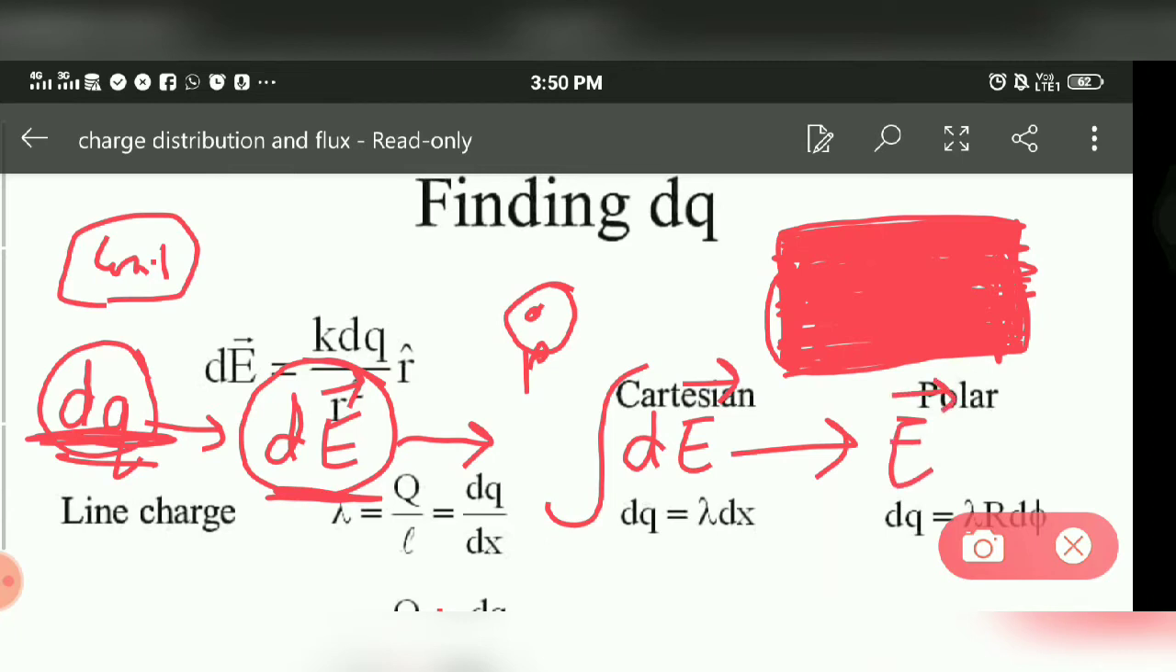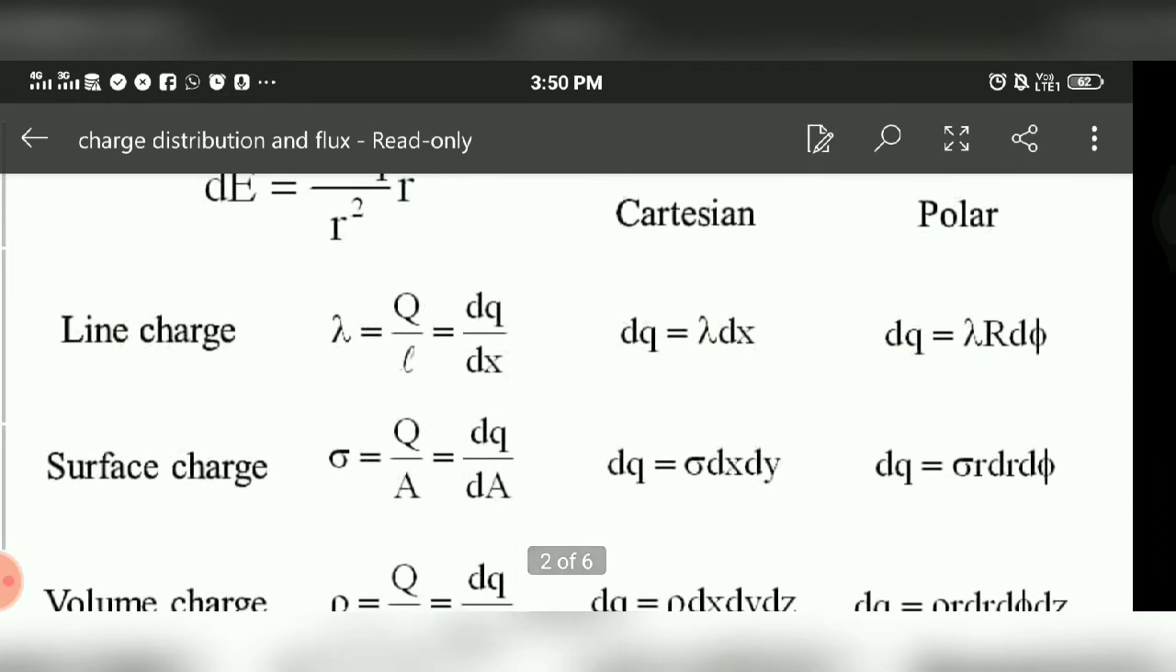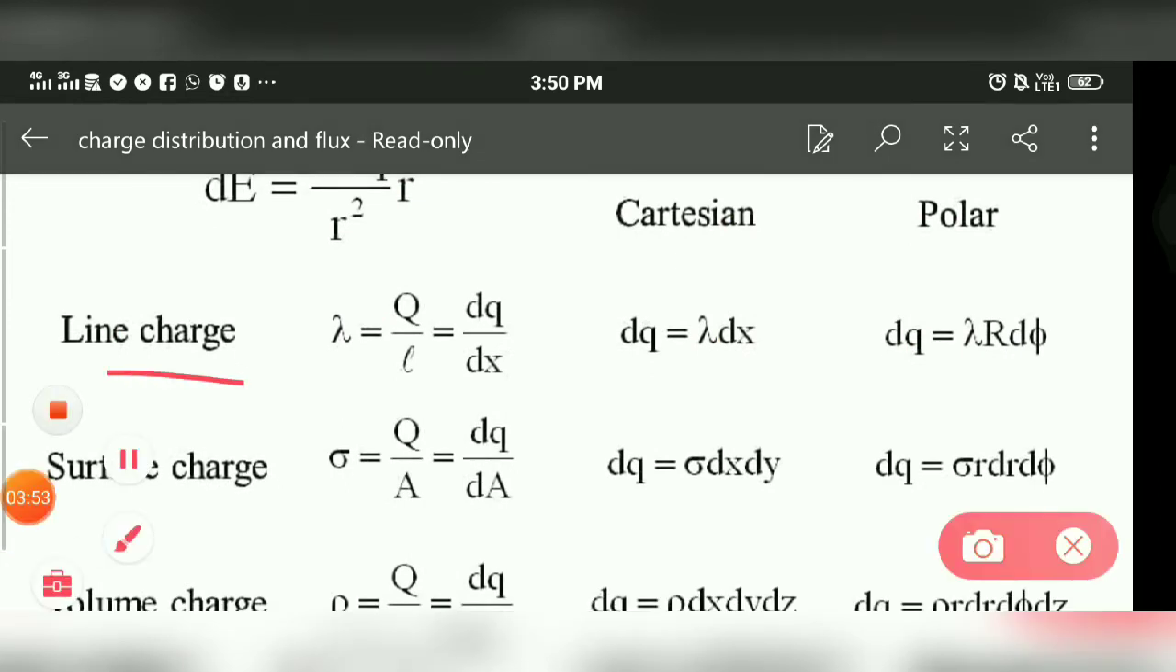When we take integration, we get the electric field of the complete system. So for a continuous system, to find the electric field at a given point, first we find dq. Second, dE, the small electric field due to the small charge element. Then we take the integration of dE, and we get the net electric field of the system. Now come back to the point. A continuous system of charge is of three types: first is line charge, second is surface charge, third is volume charge.